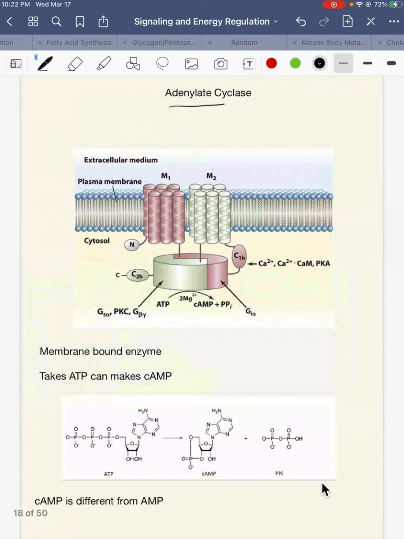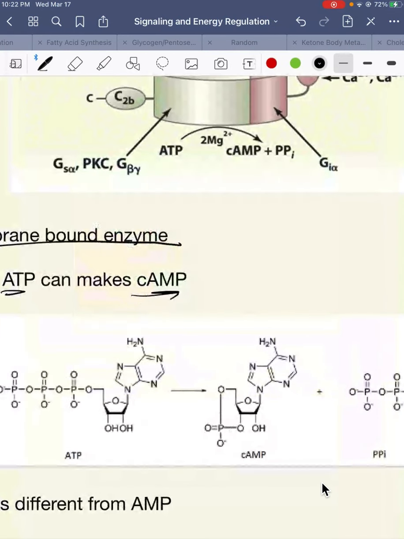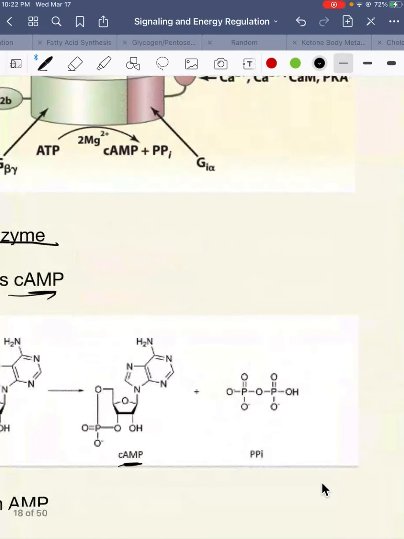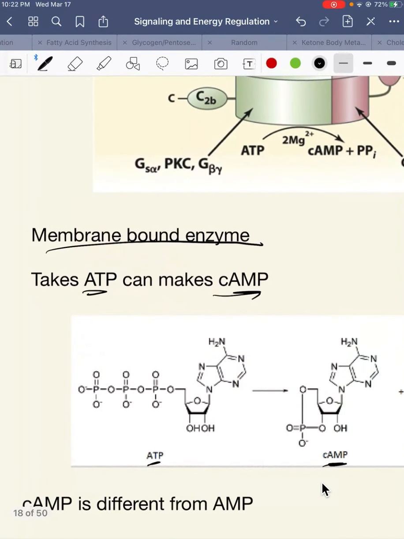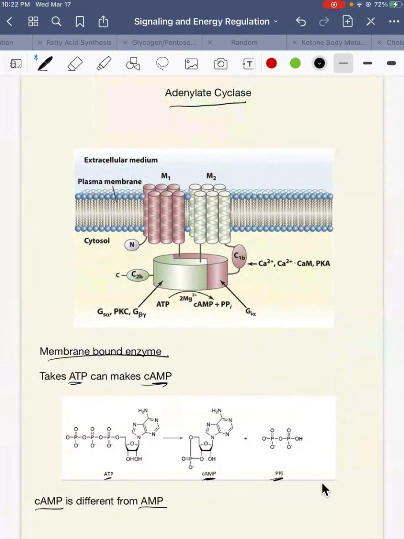Okay, adenylate cyclase. So this is the protein that is activated by G alpha. It's a membrane-bound enzyme, so it's in the membrane. It takes ATP and converts it into cyclic AMP. Okay, so this is cyclic AMP over here, and this is ATP. When we convert that, we lose a pyrophosphate. Okay, so cyclic AMP is different from AMP. This is a common misconception. If you have high AMP, you would think you have high cyclic AMP, or the other way around, but it doesn't work like that.